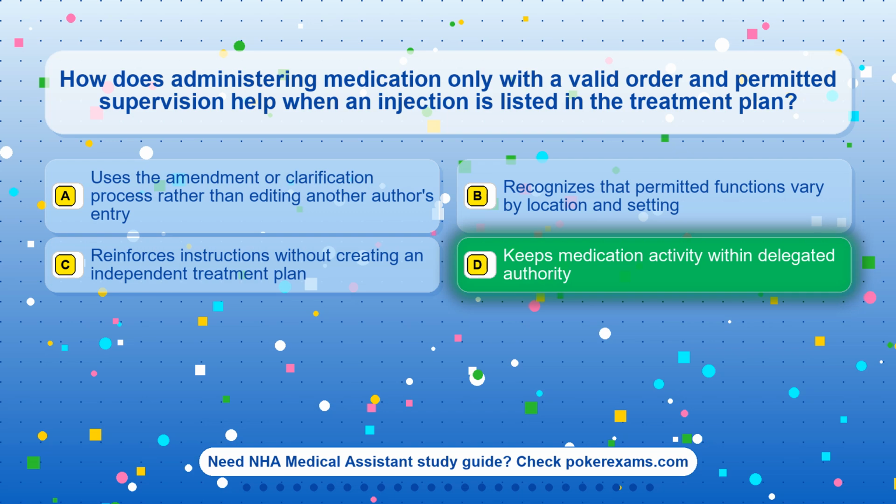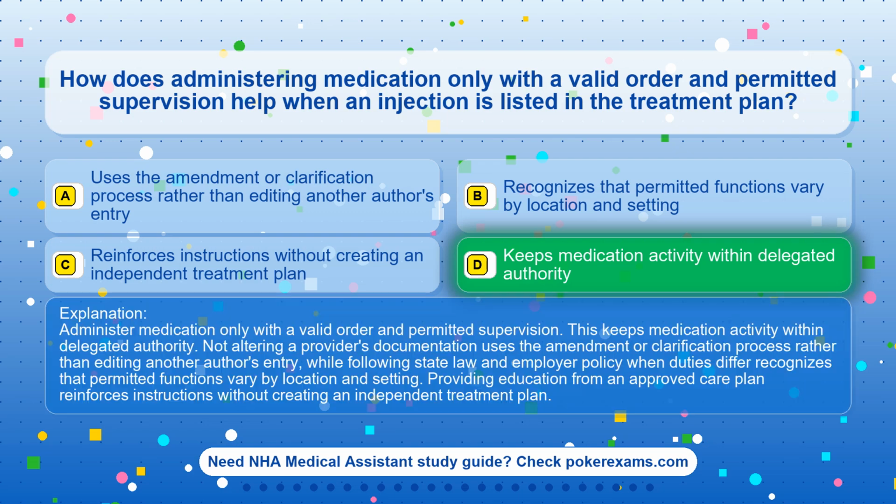The correct answer is option D, keeps medication activity within delegated authority. Administer medication only with a valid order and permitted supervision. This keeps medication activity within delegated authority. Not altering a provider's documentation uses the amendment or clarification process rather than editing another author's entry, while following state law and employer policy when duties differ recognizes that permitted functions vary by location and setting. Providing education from an approved care plan reinforces instructions without creating an independent treatment plan.